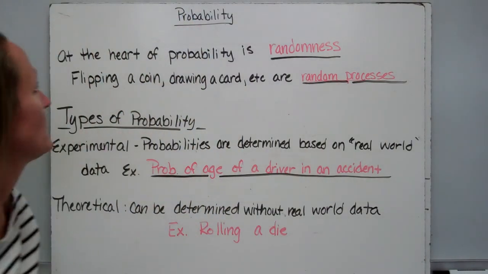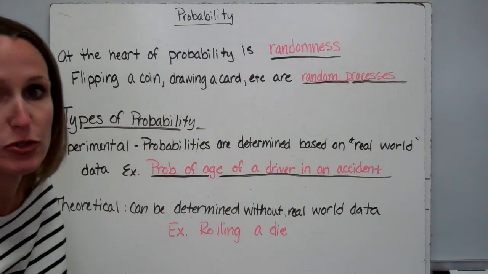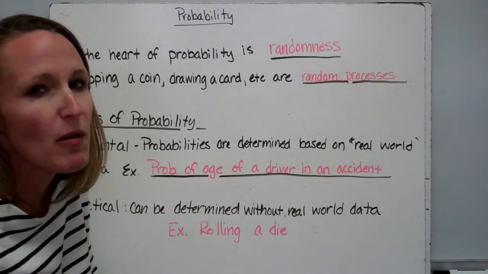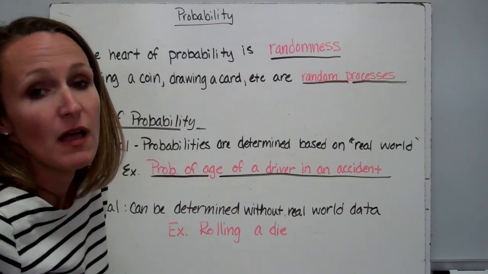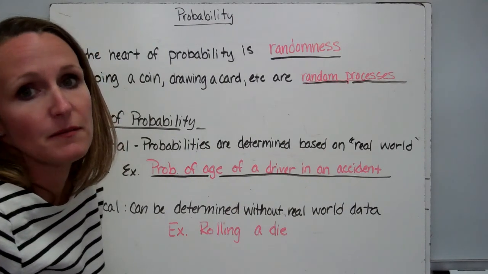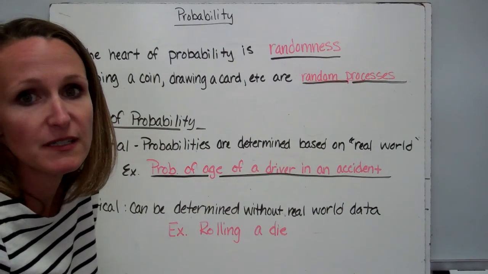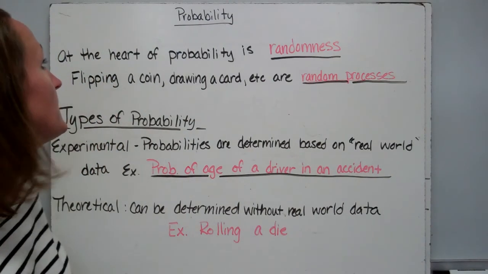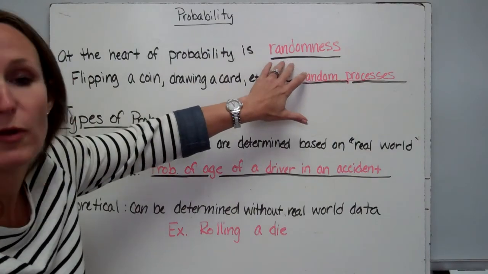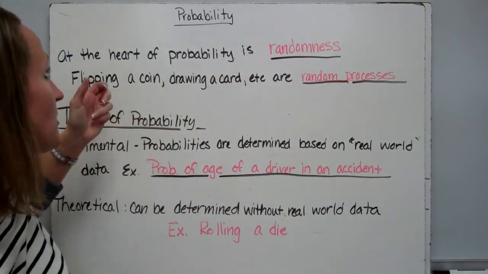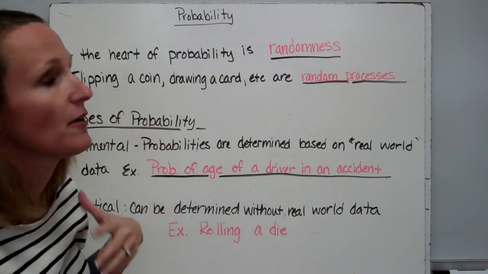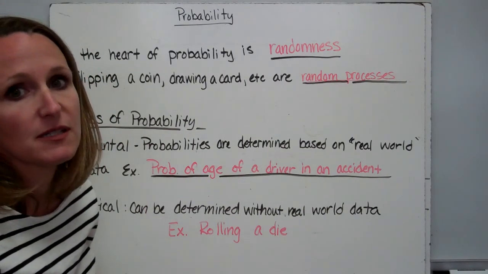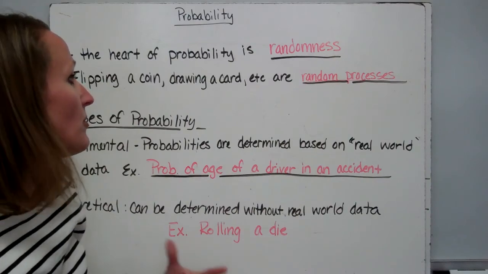Okay, so in this video we're going to talk about probability, kind of introduce you to probability. At the heart of probability is randomness. We use probability a lot when we go gambling. That's how people in Vegas make their money. It's how the dealers make their money. It's how the winners make their money. It's all about probability, all about the randomness. Flipping a coin, drawing a card, etc. They're all random processes. There's no skill to it necessarily, but it's all part of probability.